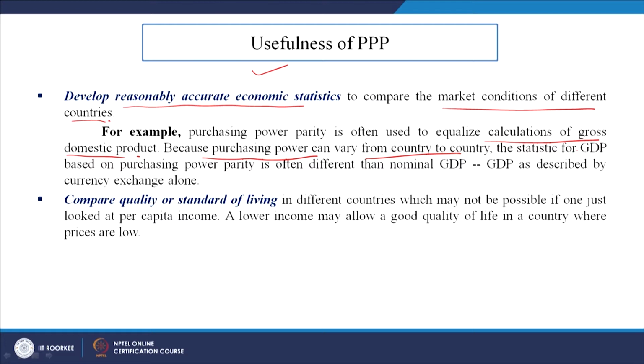The statistics for GDP based on purchasing power parity are often different from the nominal GDP, which is described by the currency exchange alone, right. And the second advantage is that it compares the quality or standard of living in different countries, which may not be possible if one just looks at the per capita income. A lower income may allow a good quality of life in a country where prices are low. So, it will not have much of an impact, rather the understanding will be very different.